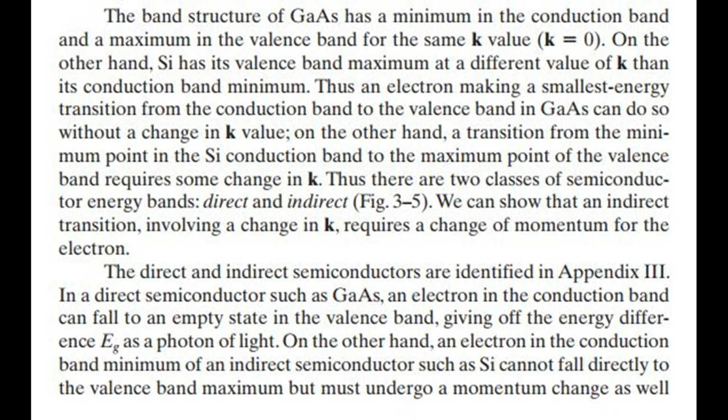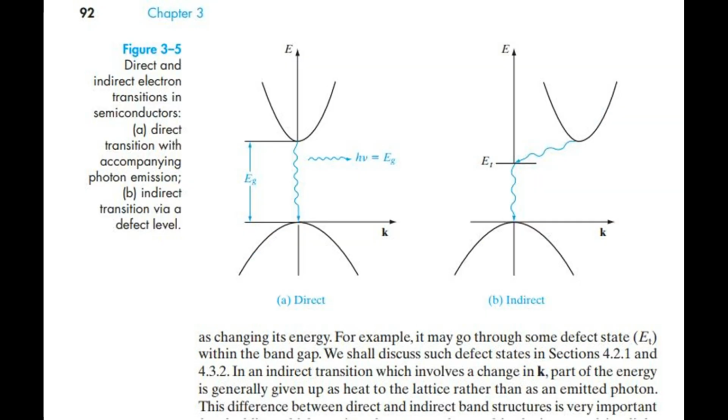On the other hand, an electron in the conduction band minimum of an indirect semiconductor such as Si cannot fall directly to the valence band maximum but must undergo a momentum change as well as changing its energy. For example, it may go through some defect state, ET, within the band gap. We shall discuss such defect states in sections 4.2.1 and 4.3.2. In an indirect transition which involves a change in K, part of the energy is generally given up as heat to the lattice rather than as an emitted photon.